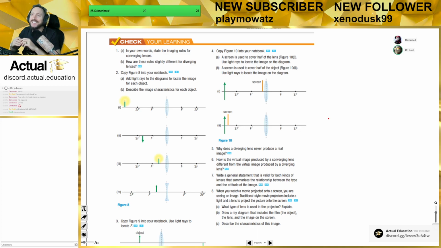All right, let's see. Okay, cool. All right. Is this the worksheet? I have it streaming. Do you see it? Hold on. Yeah, that's the exact one. This is the one you need help with. Okay. State in your own words the imaging rules for converging lenses and diverging lenses.